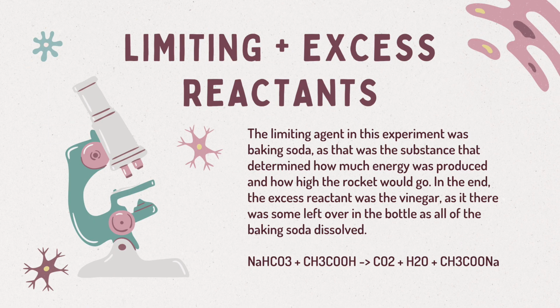Limiting and excess reactants. The limiting agent in this experiment was the baking soda, as that was the substance that determined how much energy was produced and how high the rocket would go. In the end, the excess reactant was the vinegar, as there was some left over in the bottle after all of the baking soda dissolved. And the formula for said reaction is below.